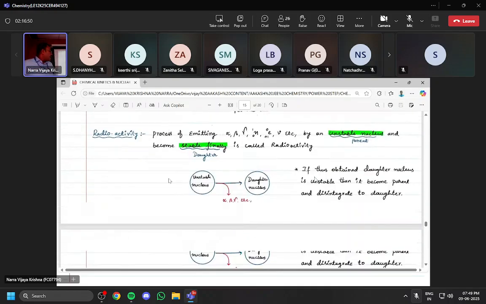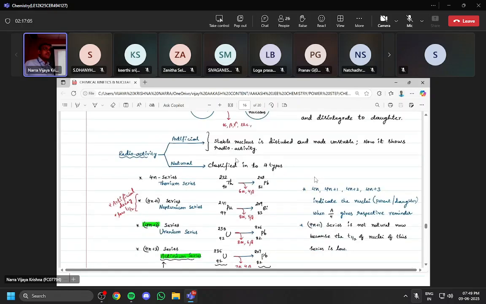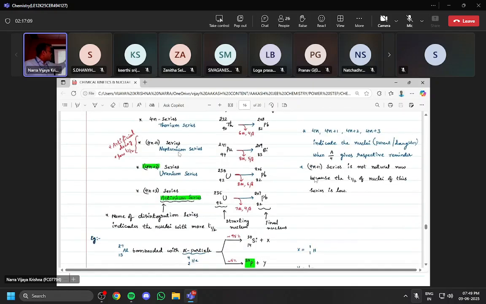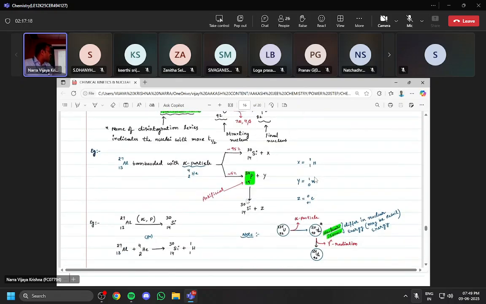Now, radioactivity. What is radioactivity? Any unstable nucleus converting into a stable nucleus by emitting particles is called radioactivity. Parent, daughter. If the daughter is not stable, then it becomes parent again, and it goes on. It is classified into two types: artificial and natural. In natural, 4n, 4n plus 1, 4n plus 2, 4n plus 3. Artificial also, just now we solved this problem, an old JEE question.